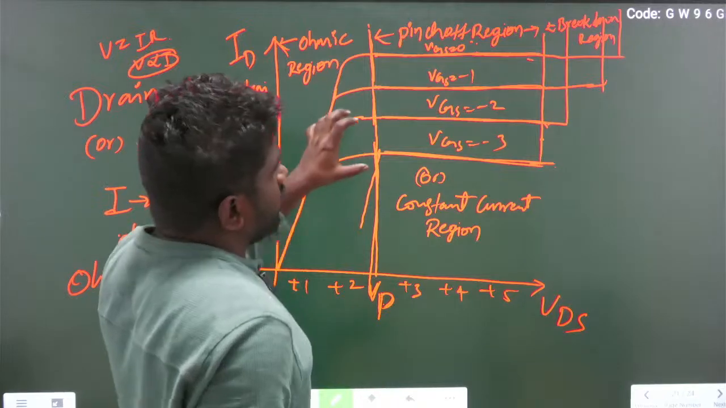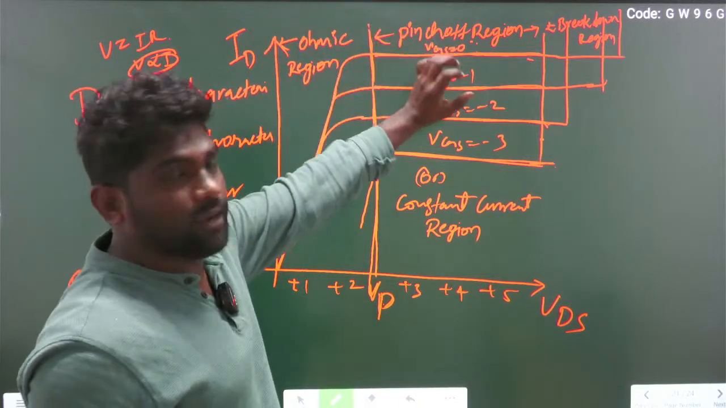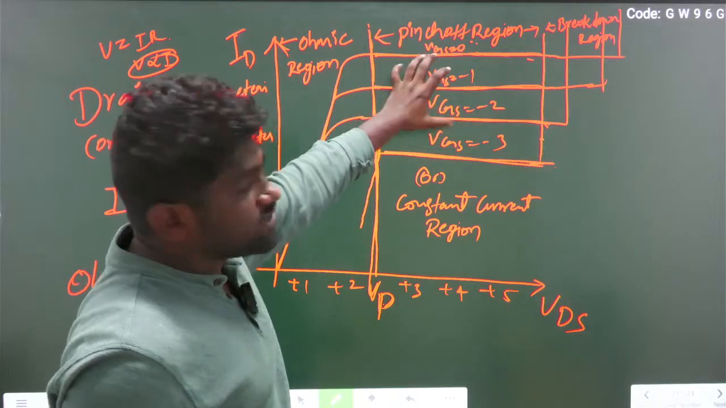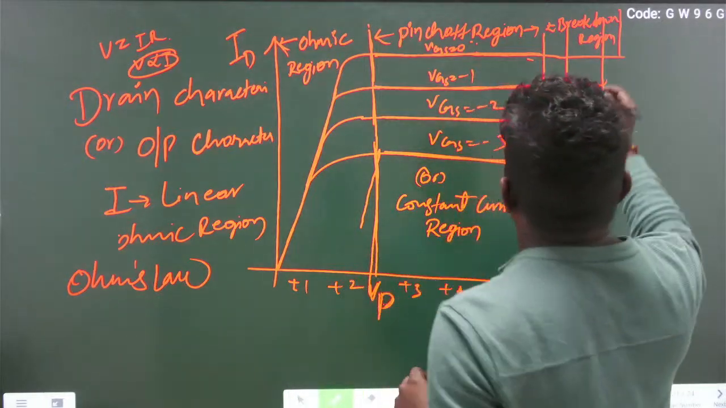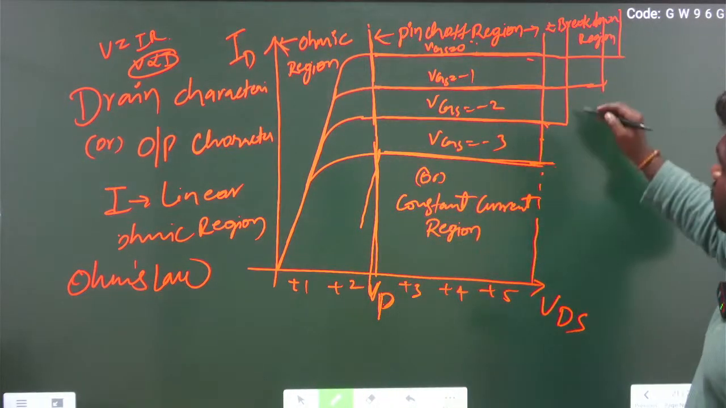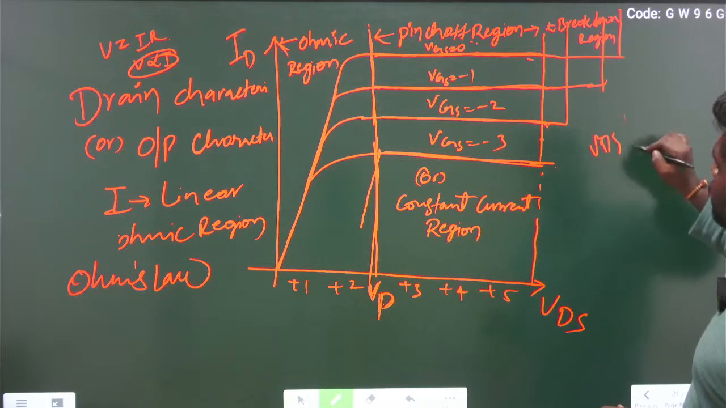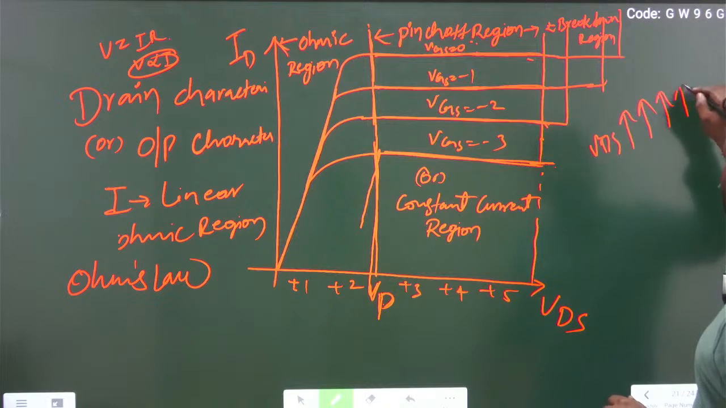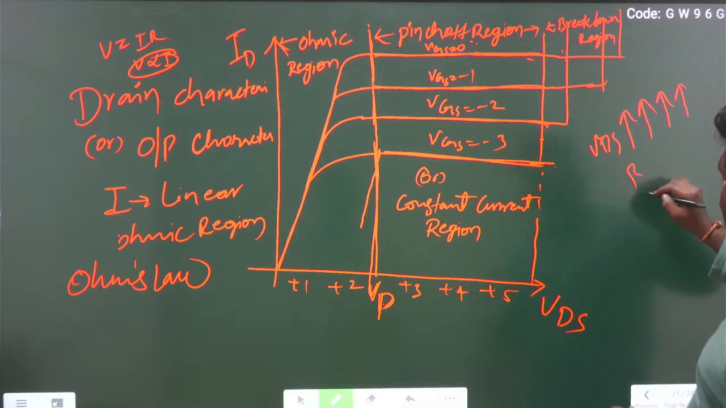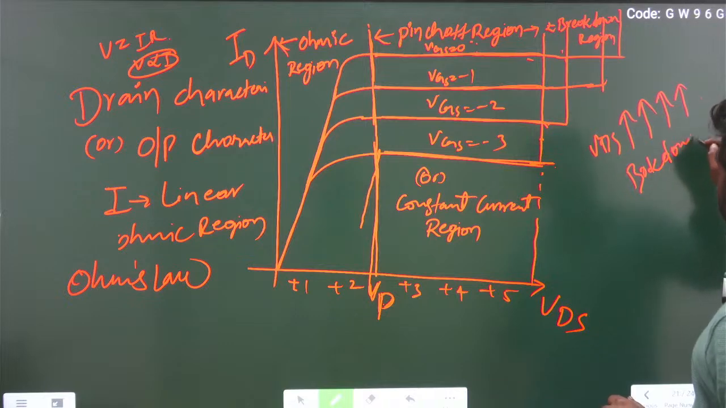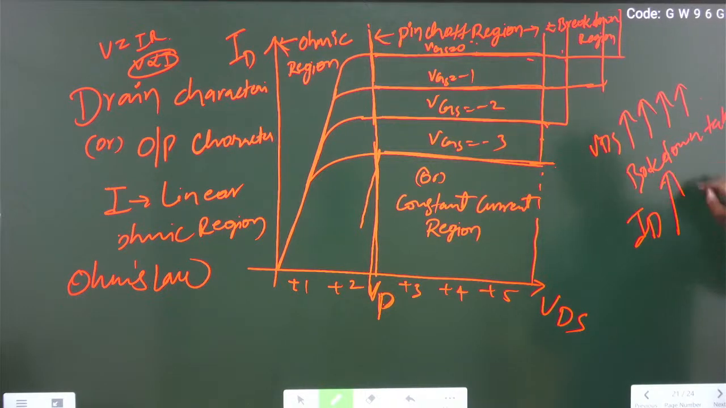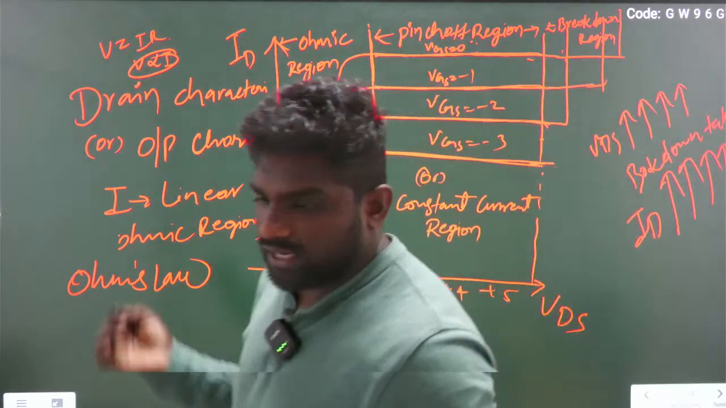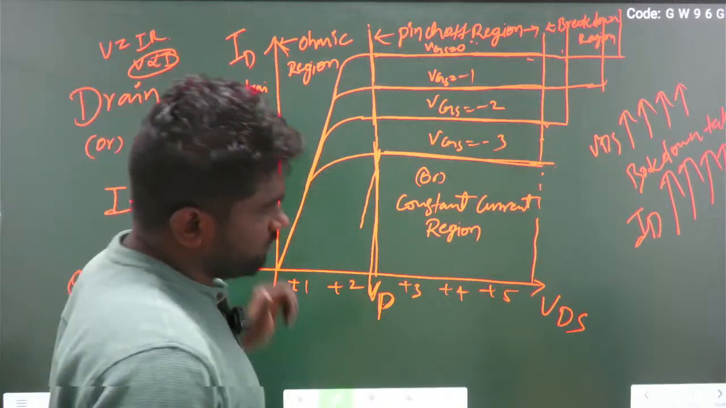Okay? Actually FETs are used in amplifiers, so in this region amplification takes place. This is called the breakdown region. Here, whenever I keep increasing VDS to a higher value, at one point breakdown takes place, and then the current will increase enormously. So these are called the drain characteristics of JFET.